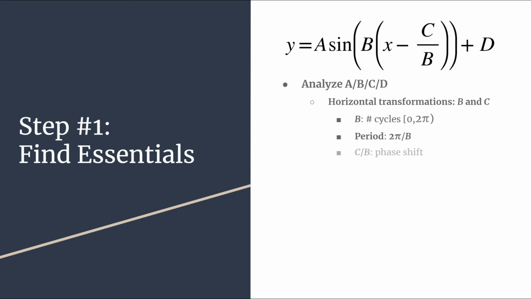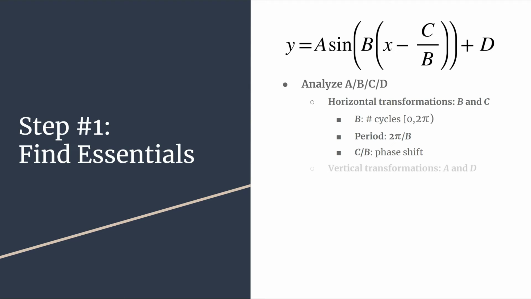All right, and then we'll have c over b, which we've talked about. You can see that really nicely in this factored form of the equation. That's your phase shift, and that's just another way to say horizontal shift for these periodic equations.